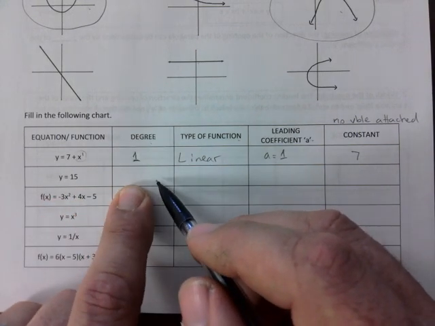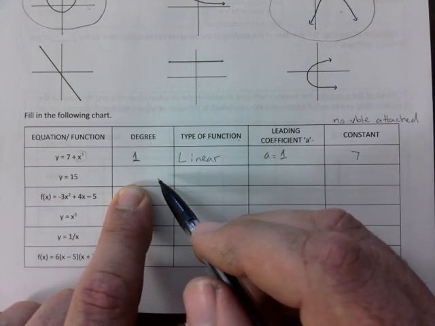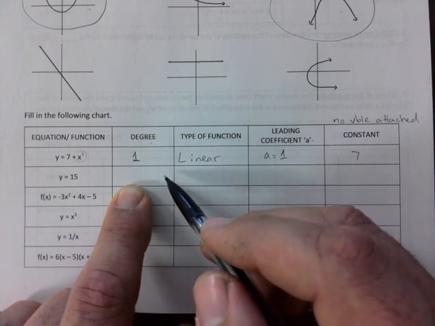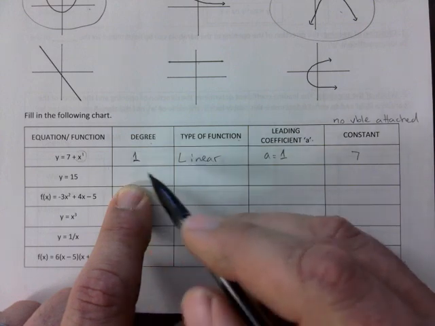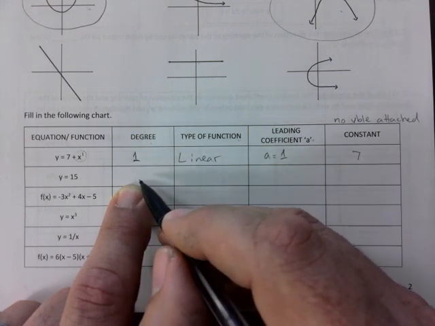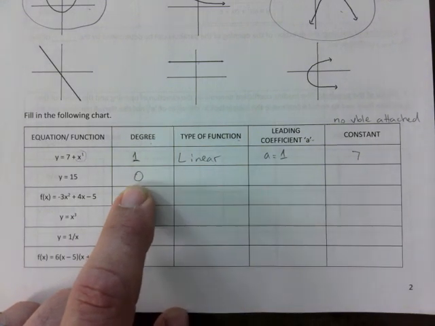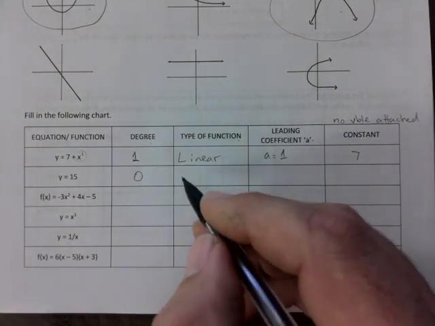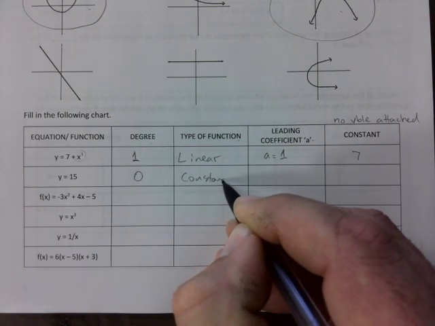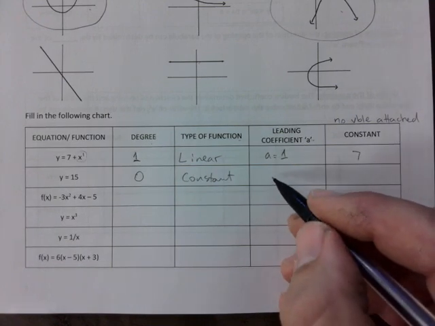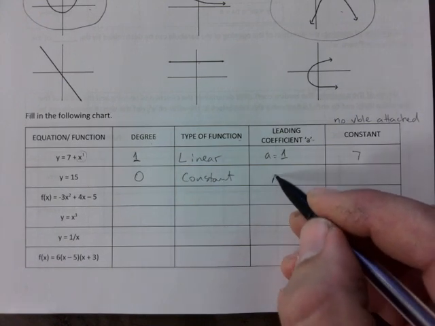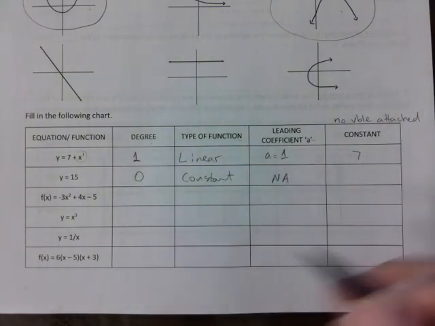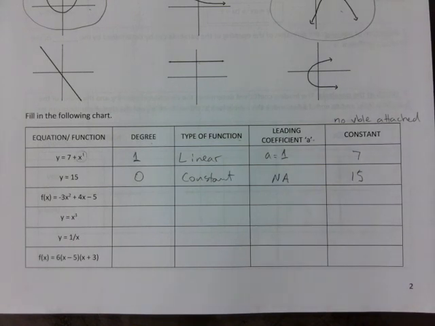What's the degree of this one? Is it 1? Not 1. There's no x, there's nothing. So it's actually 0. I think you were thinking it, right? But you weren't willing to risk saying it out loud. So that would be constant. Leading coefficient, you would just say NA. There is no leading coefficient because there's no variable. And the constant is 15. Okay.